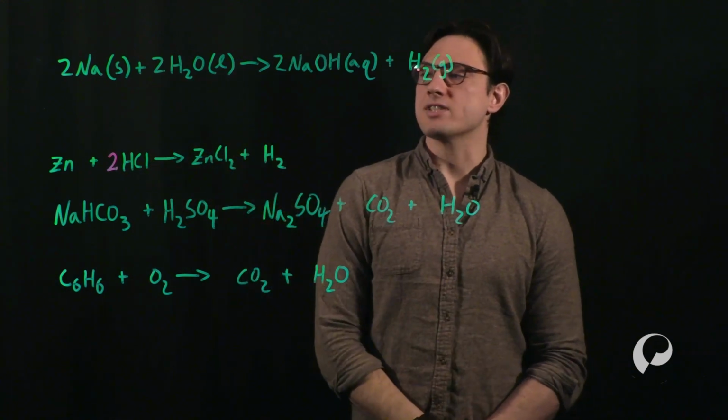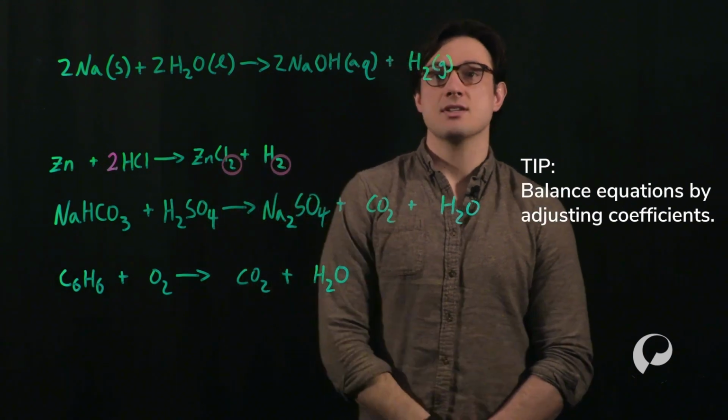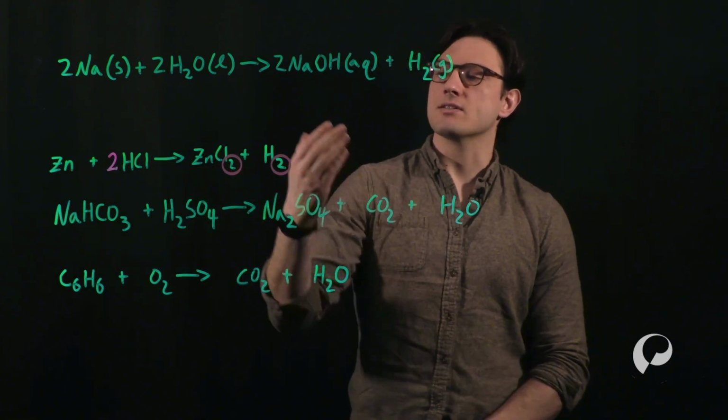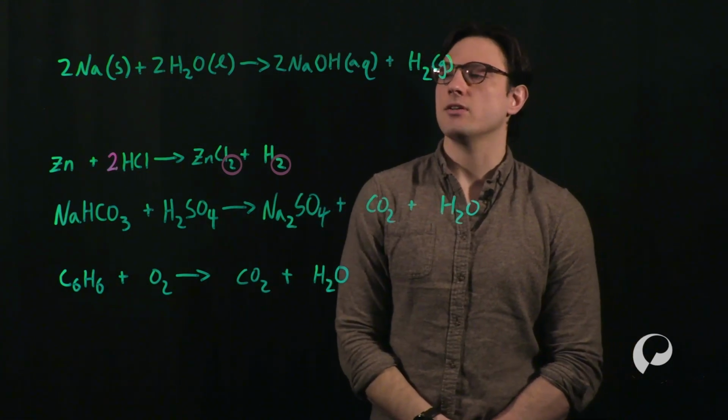Some rules to balancing is that we can only adjust the coefficients. We can't adjust subscripts on the molecules, because if we change a subscript, then it makes it a different molecule and it's not the same chemical reaction.